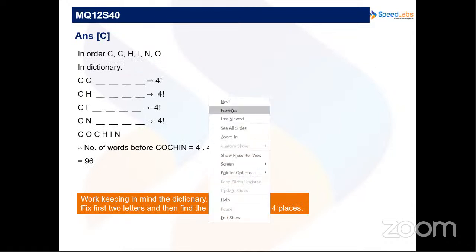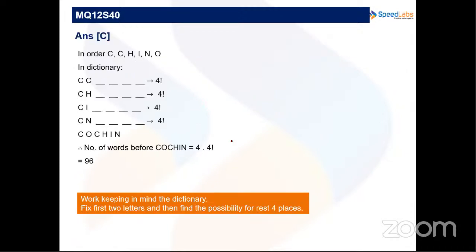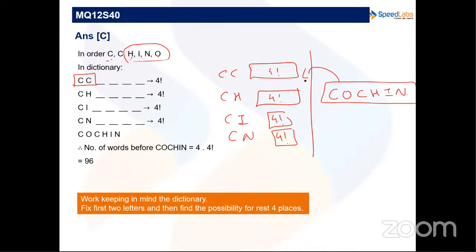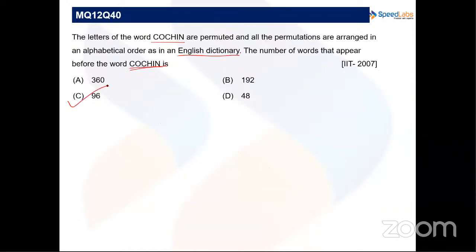So if we are going for before coaching, then we know that if we write it alphabetically, then CC and the rest 4 can be arranged in 4 factorial ways. Then CH and the rest 4 can be arranged in 4 factorial. Then CI and the rest 4 can be arranged in the 4 factorial ways. CN and the rest can be arranged in 4 factorial ways. Now after doing this, we will be having CO, then alphabetically C we will be having, then H, then I, then N. So this is our word. So before this, how many words are formed? That is 4 times of 4 factorial. That value is 96. So our correct option is option C.